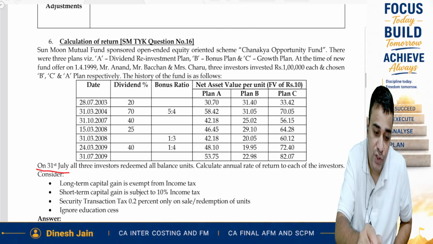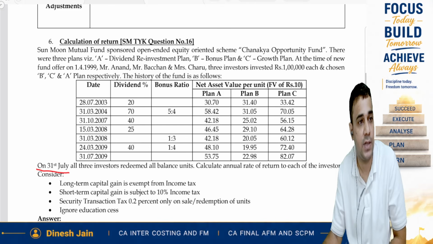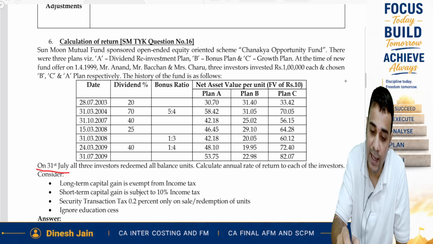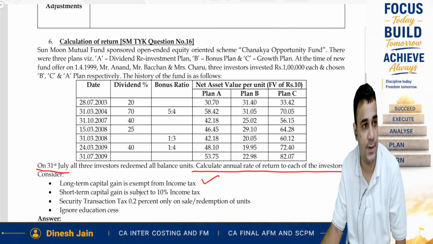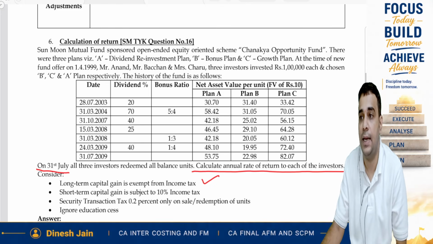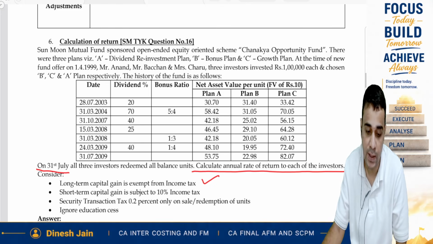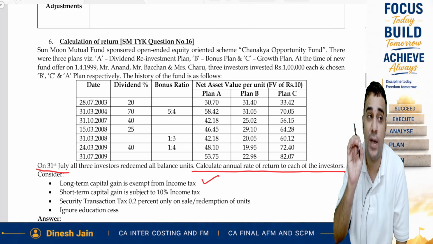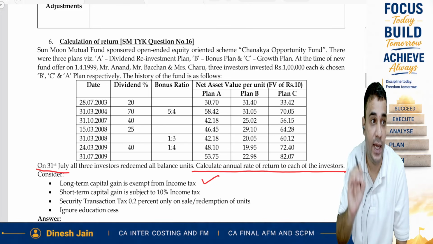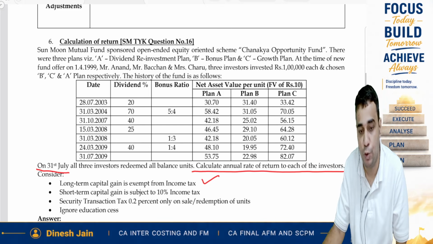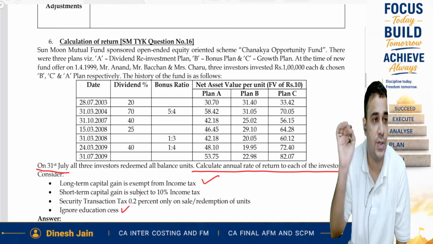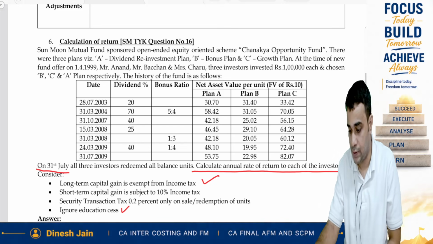On 31st July, all three investors redeemed their units. Calculate annual rate of return. Long-term capital gain exempt, short-term capital gain 10% income tax, securities transaction tax 0.2%, only on sale or redemption, not on purchase. STT is how much? 0.2%. Ignore education cess.